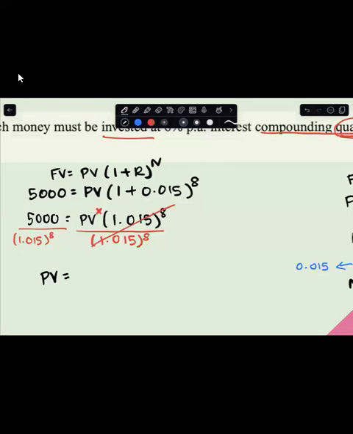Let's put it in the calculator. You should get that your present value, what you should have started with, is 4,438.56. Mind you, you're dealing with money, so you need to round it to 2 decimal places. So that's example number 1.